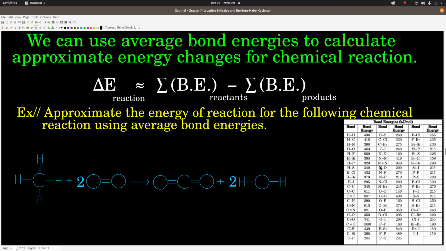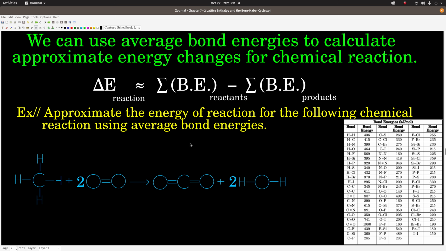But we can use these numbers to approximate delta H for a chemical reaction. And to do that, what's going on here is we are using the property of enthalpy and change in enthalpy, that it is a state function. We talked about this back in the thermochemistry module. Remember, a state function means that its value only depends upon where it is and not how it got there.